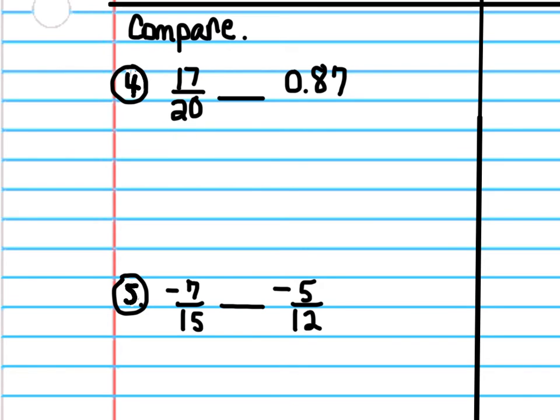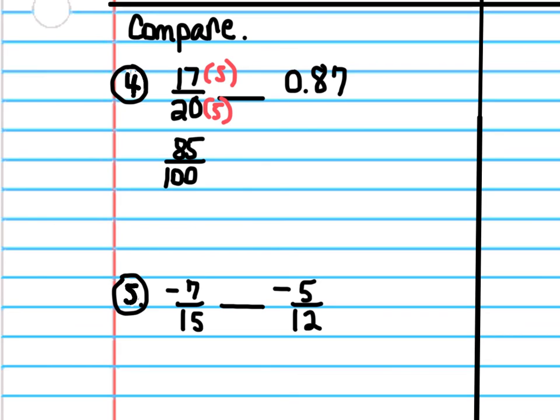And I could do the in and out method, but because 20 goes into 100 evenly, I'm going to make this fraction out of 100. Okay, so I'm going to put 100 down here. All right, and then 20 times 5 is going to give me 100. So then 17 times 5 is going to be 85. So that fraction is 85 hundredths.